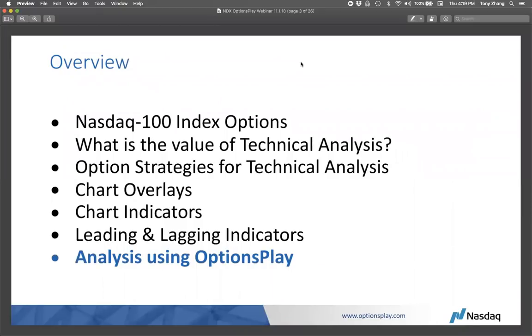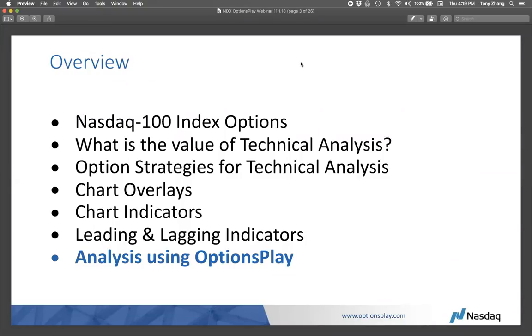So first, I'm going to start off like we do with these webinars, just a little introduction about the Nasdaq-100 index options. For those of you that have not traded this product, I want to make sure everyone's familiar with what it is, how you can trade it. Then we're going to jump over to technical analysis.